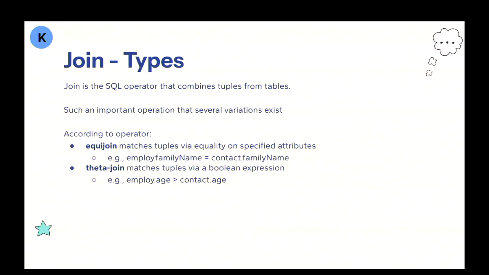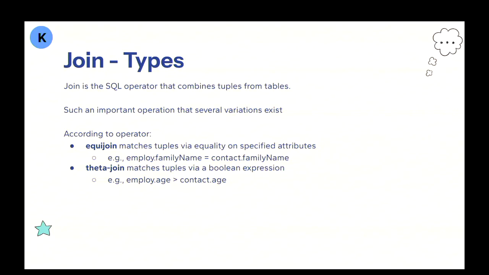The keyword for doing a multi-table query is called join. Join is the SQL operator that combines tuples from tables. It is the operator to concatenate two or multiple tuples. It is a very, very important operation, and it has a lot of variations which could be confusing. According to the operator we use for joining two tuples, we can categorize joins as equi-join, which matches tuples via equality checks on specific attributes.